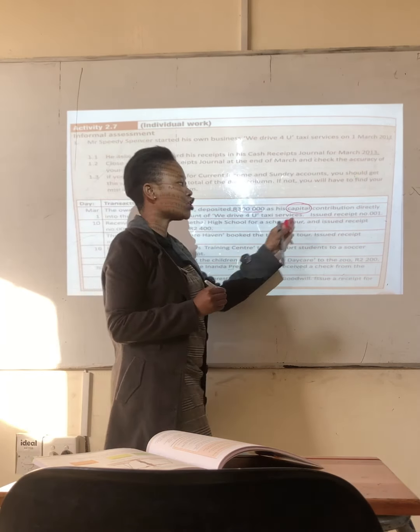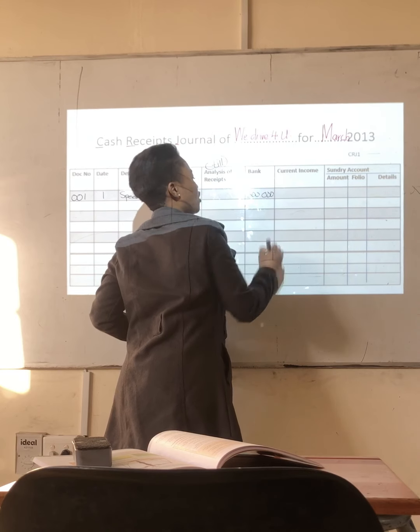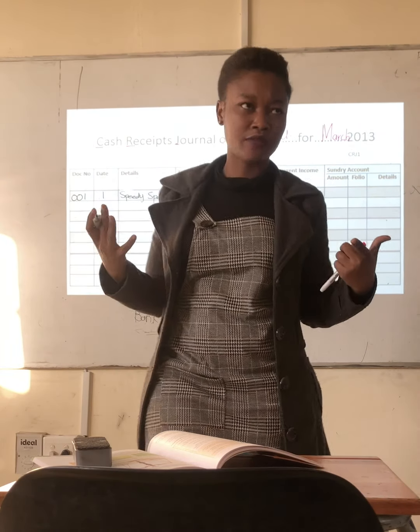Remember, this analysis of receipt is simply showing the money that is received in the till of the business. If We Drive for You had received the money directly in the business, they were going to record it in the till, so they were going to enter it under the analysis of receipt column. However, we know that this one was received directly into the bank account. So it means we must go to the bank account column. And how much was received in the bank? 300,000. Okay. What was this 300,000 for?